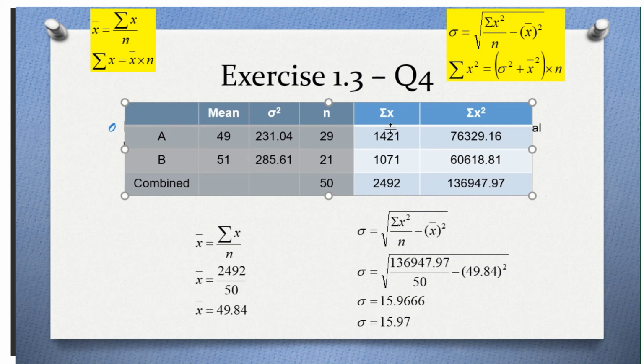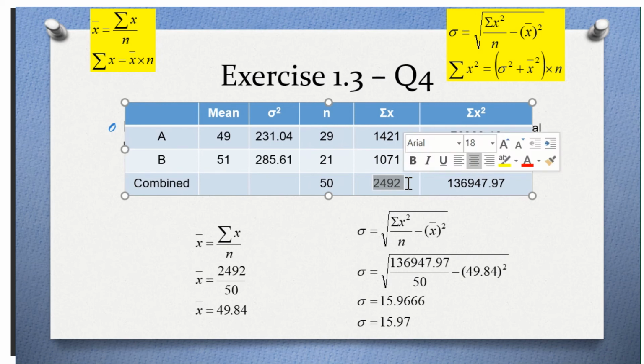Now, how to find sigma x? Mean times n, 49 times 29, put it here. How to find this sigma? 51 times 21, put it here. Then, what I told you, find the combined. Done. Sigma x is done. Basically, your mean is done.